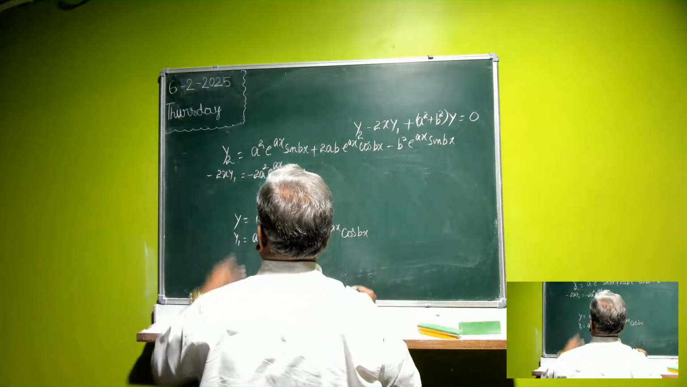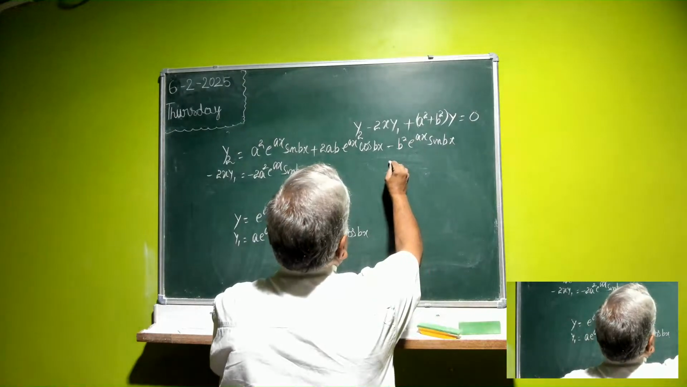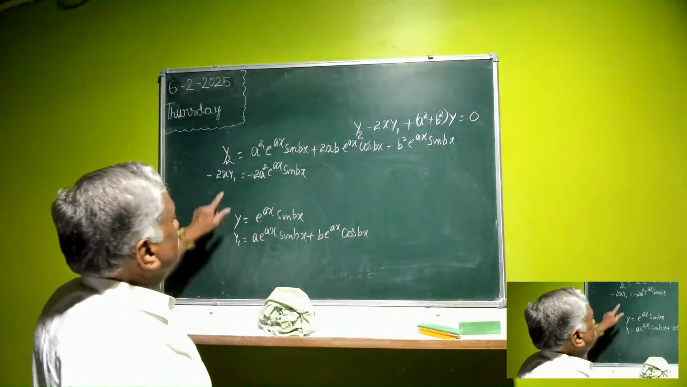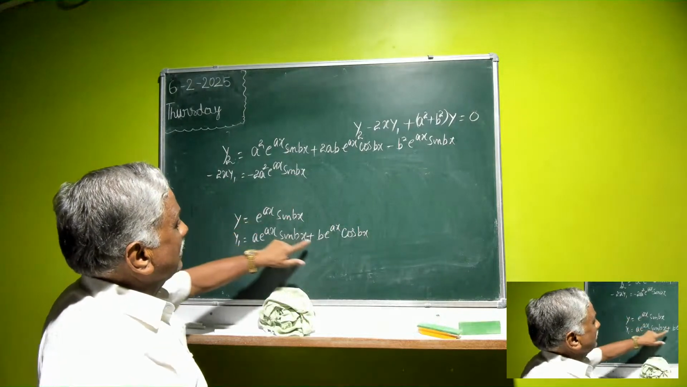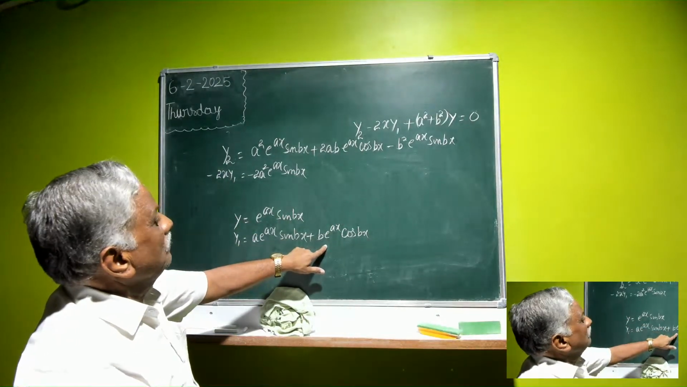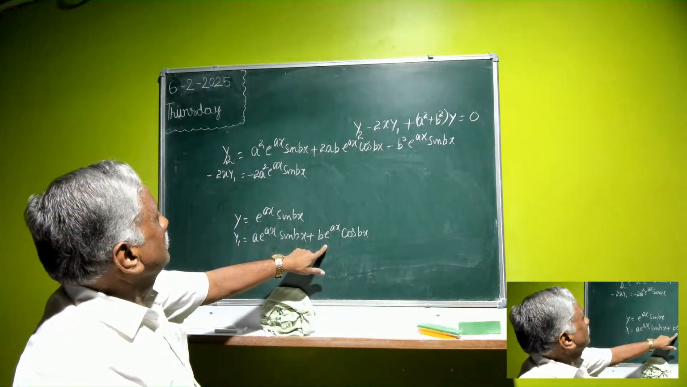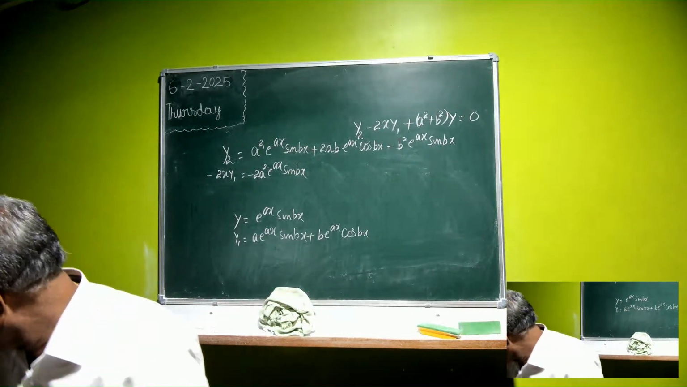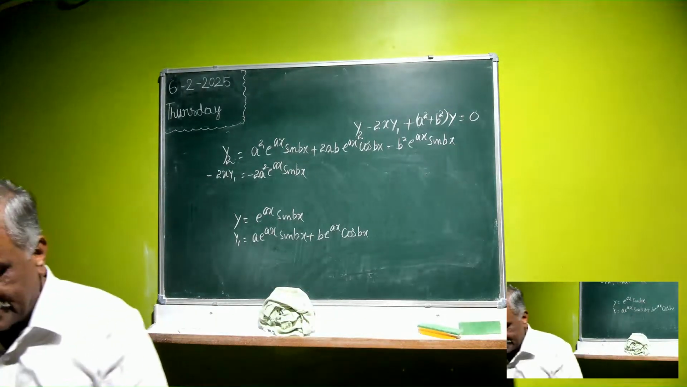Minus, so I am multiplying by 2x y1. So y1 is the second term. So you will get... I think there's some mistake in the problem. Let me check the problem.